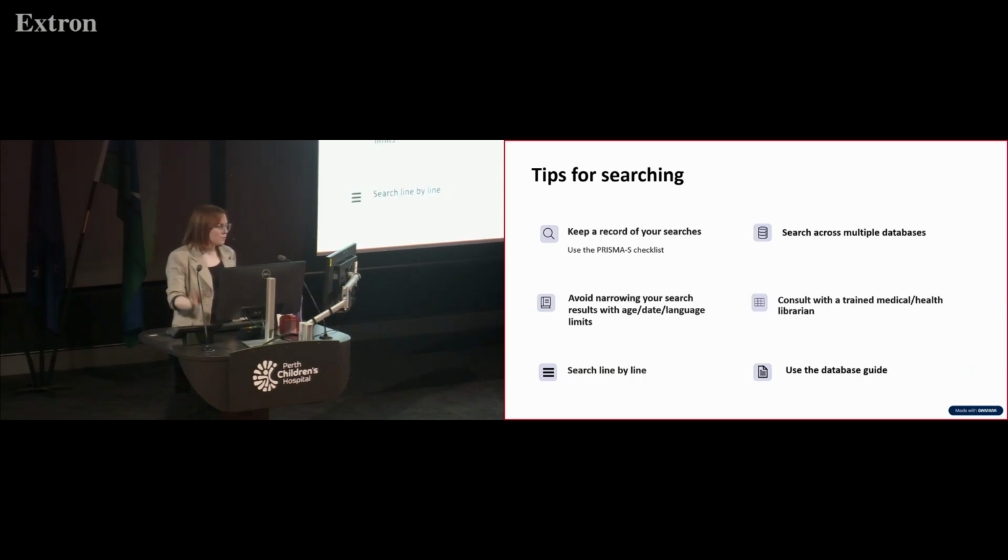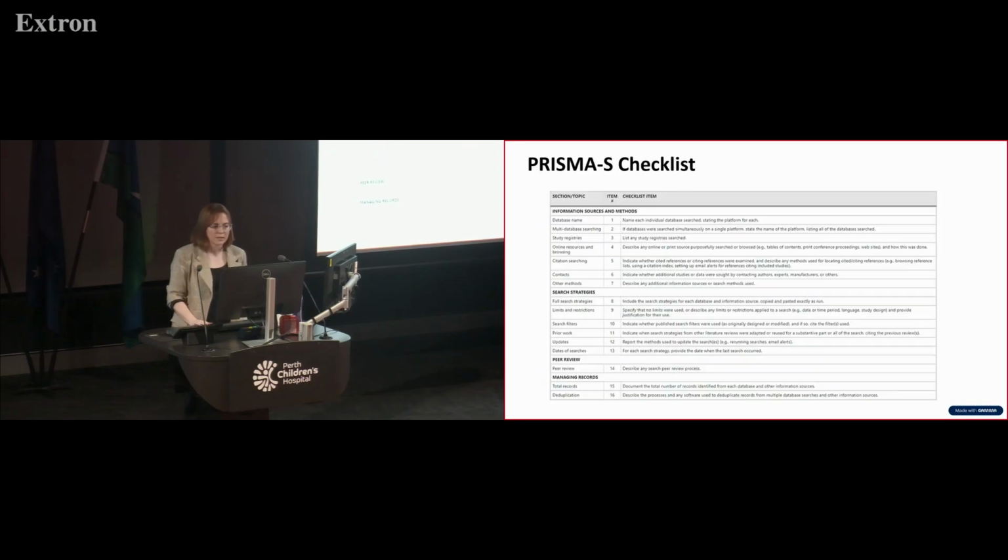So just some last tips for searching. Keep a record of your searches. Use the Prisma S checklist. Even though this is for reporting, I would say have a copy of it near you while you are doing your search, because it will keep you on track and it will make sure that you are recording the right things that you need to report on later on. I do have a link to Prisma in those resources as well.